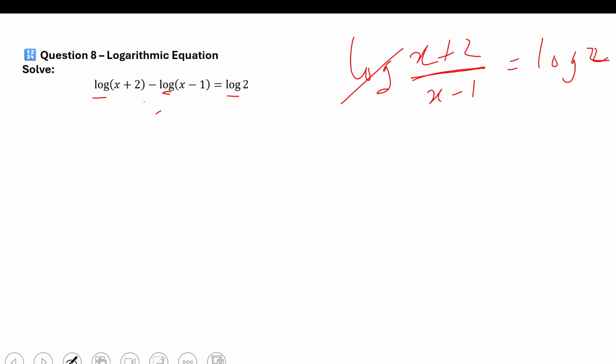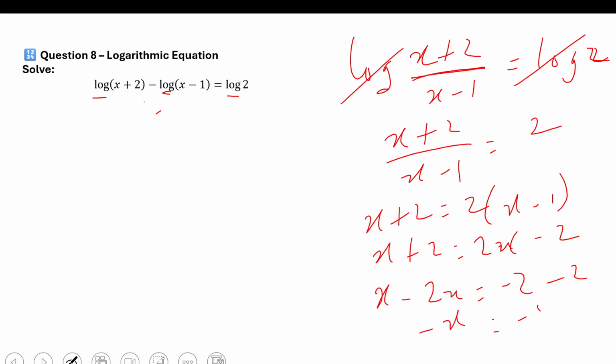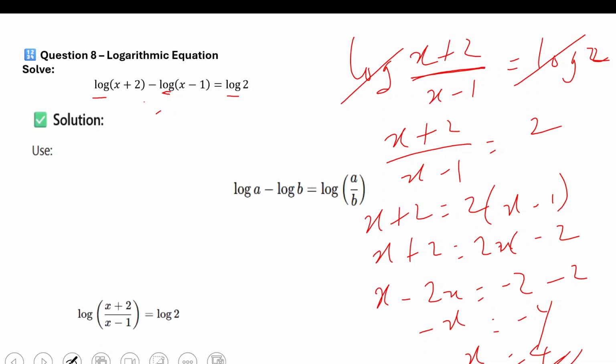So this log will cancel this log, and I have x plus 2 over x minus 1 is equal to 2. All right, so I can cross multiply. So I have x plus 2 is equal to 2 times x minus 1. So x plus 2 is equal to 2x minus 2, opening the bracket. Collect like terms: x minus 2x is equal to minus 2 minus 2. Then this is minus x, and this is minus 4, so x is equal to 4. So that's the answer for this one.